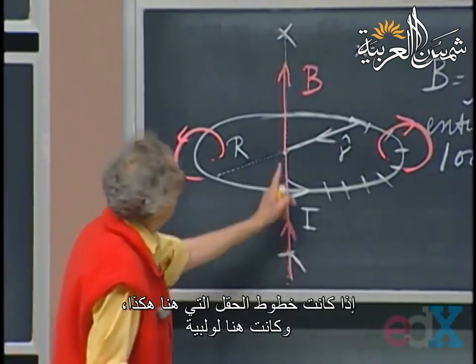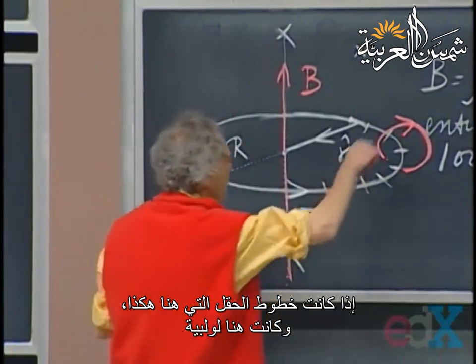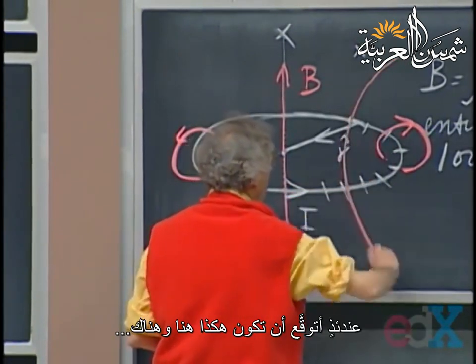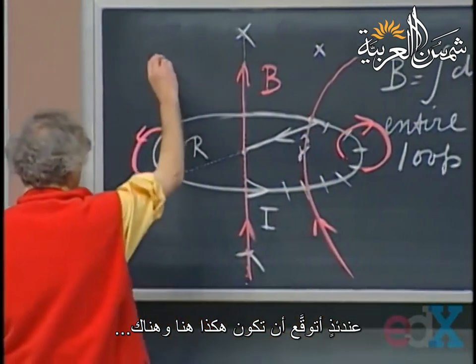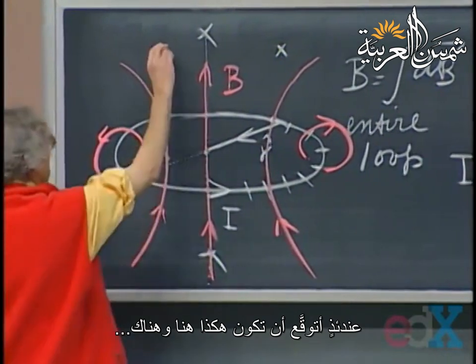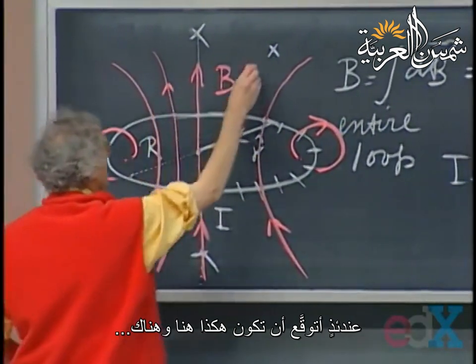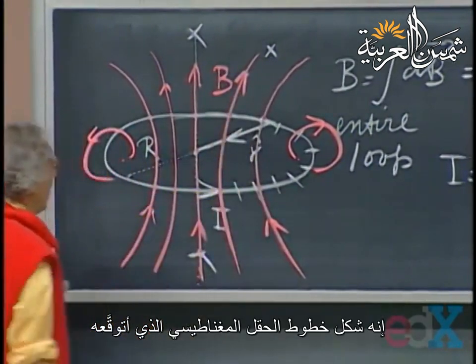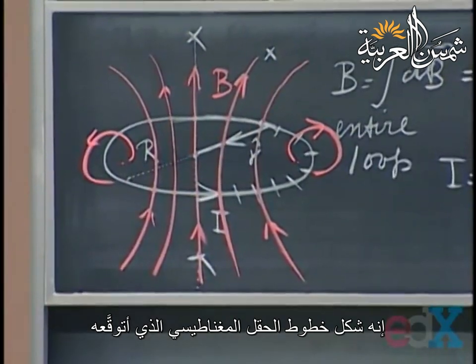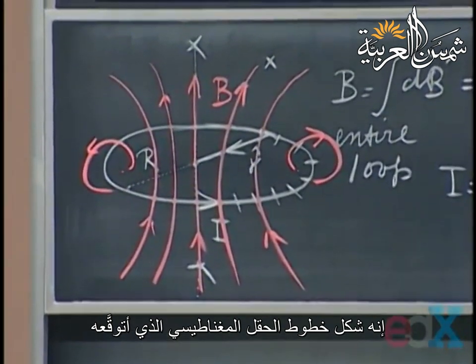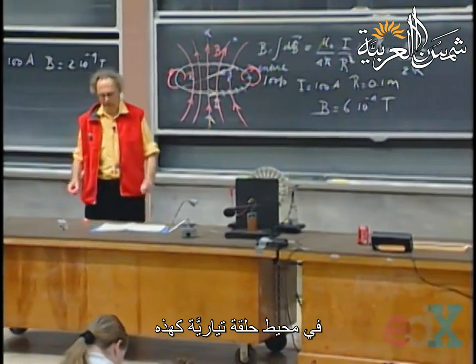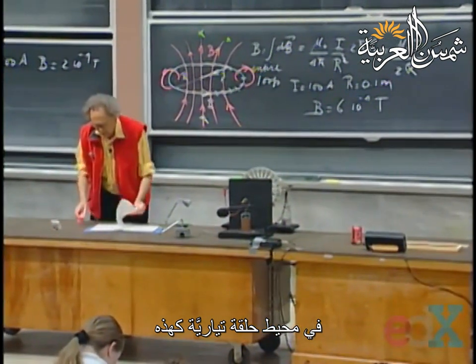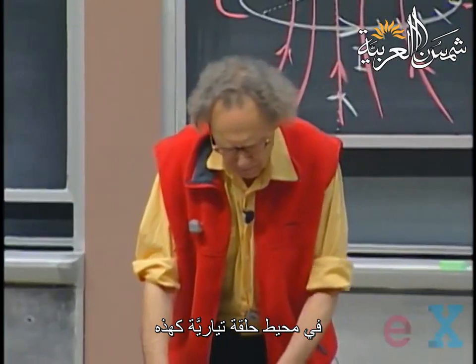And if the magnetic field line is here like so, and here it is curled up, then clearly I expect them to be here, sort of like so, and like so, and like so. So this is the kind of magnetic field line configuration that I would expect in the vicinity of such a current loop.